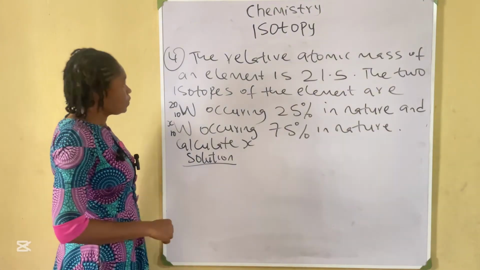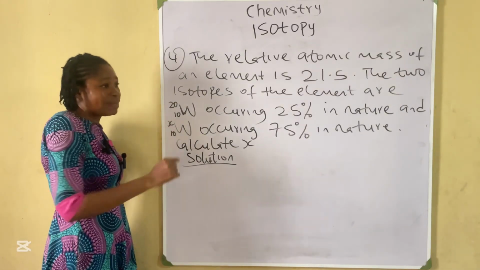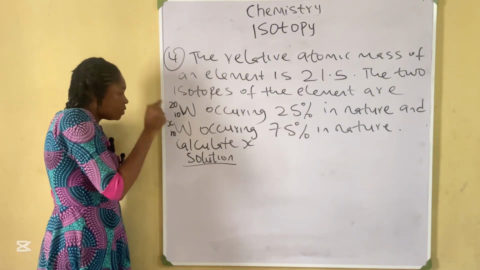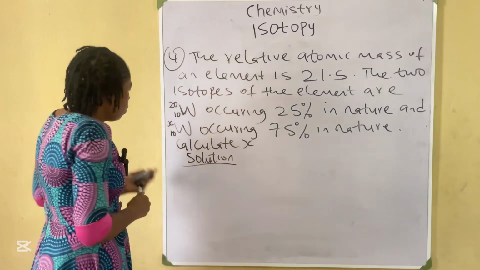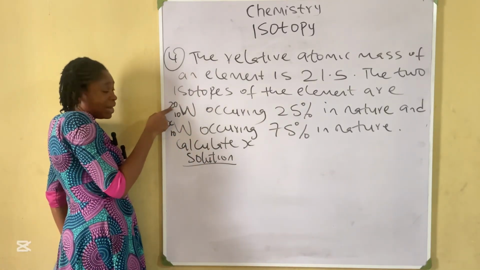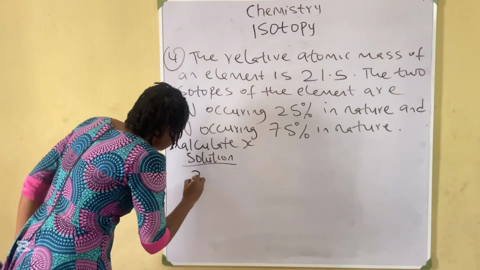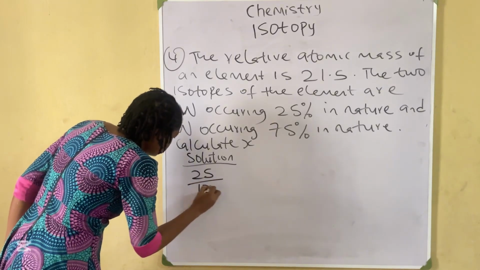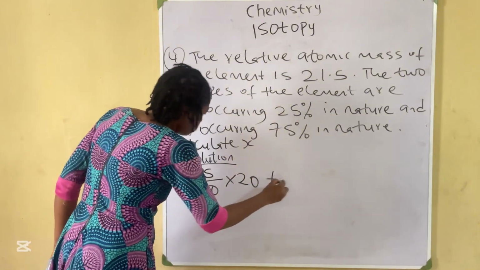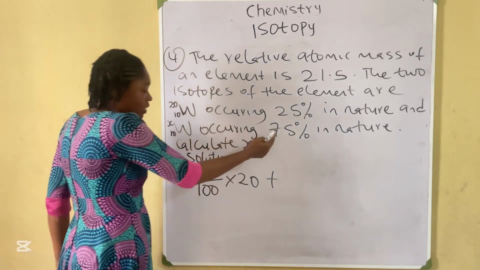Okay, solution. So remember, in calculating the relative atomic mass of isotopes, we don't make use of the atomic number. Even if it's given there, we don't make use of it. Okay, let's start. The one with mass number 20 occurs 25%. So 25, we remove the percentage, divided by 100 times the mass number, which is 20, plus the one with mass number x, which we are looking for, occurs 75%.